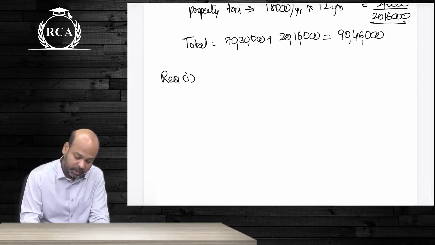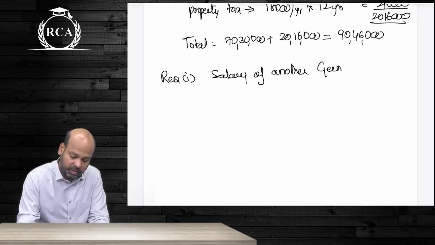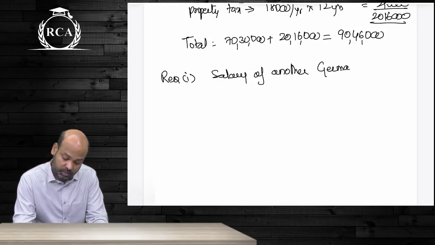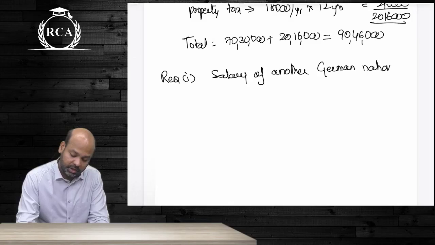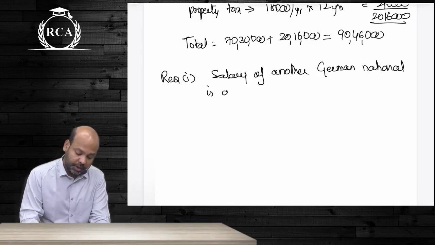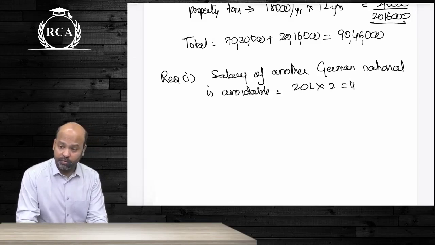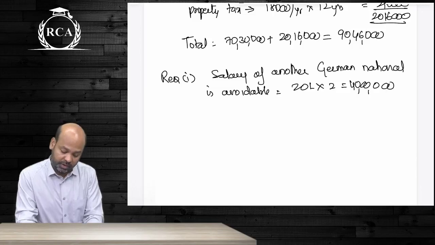Requirement 1 beta now. Salary of another German manager, another German national, guys, is avoidable. So that will be 20 lakhs multiplied by how much? 2. 40 lakh rupees. This is the answer to the first bit.